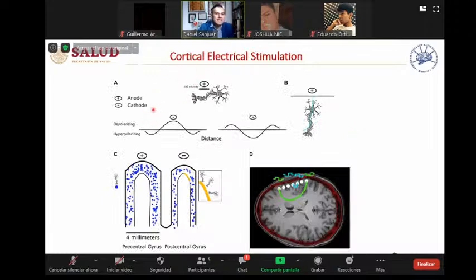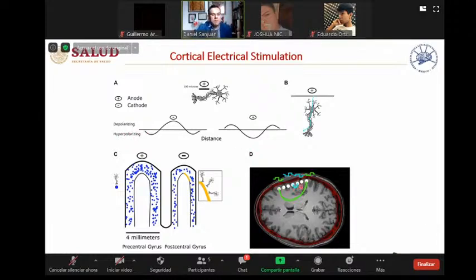The basics of the cortical electrical stimulation are shown in this graph. You can see the electrodes can be anode or cathode, but the idea is to depolarize the neurons. But it's not so simple because the neurons are not in the same direction or position, and the gyrus includes another level of complexity. But the idea is to stimulate and depolarize this area or interrupt its function.